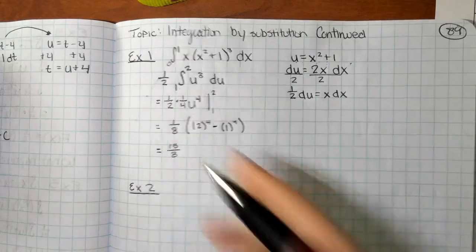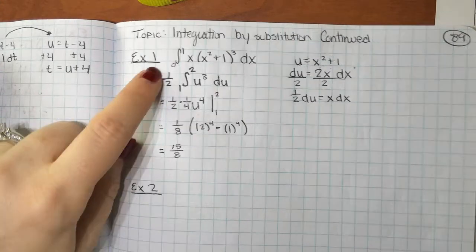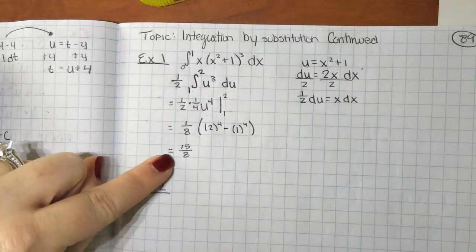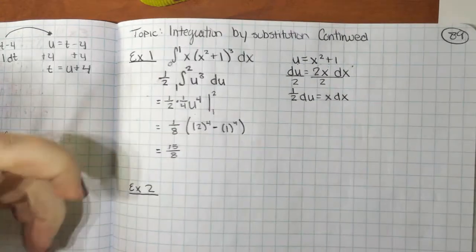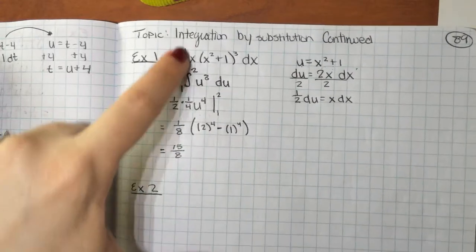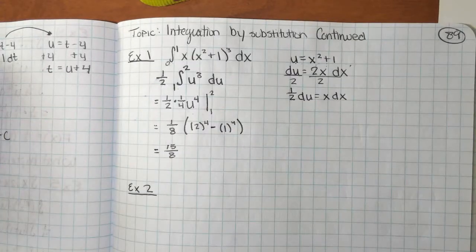And your final answer is just 15 over 8, because remember, if we have an integral that's bounded, we're bound to get an answer that's just a number. The only time we're going to get something that's not that is if there was an x or a variable in there. Okay?